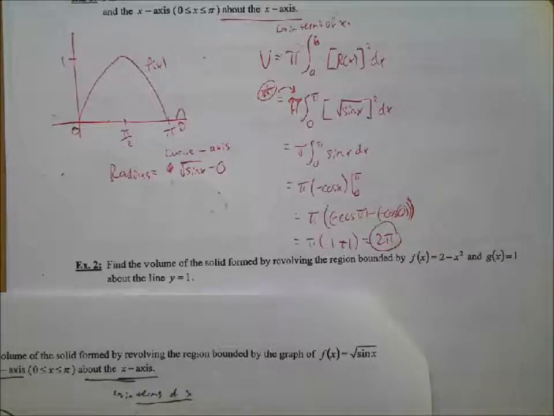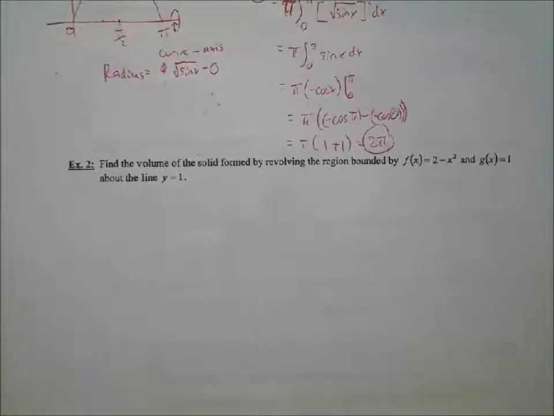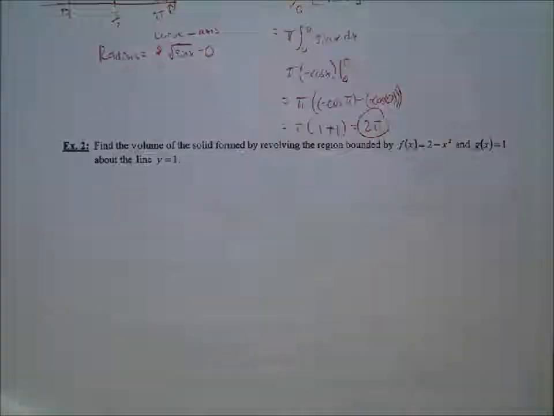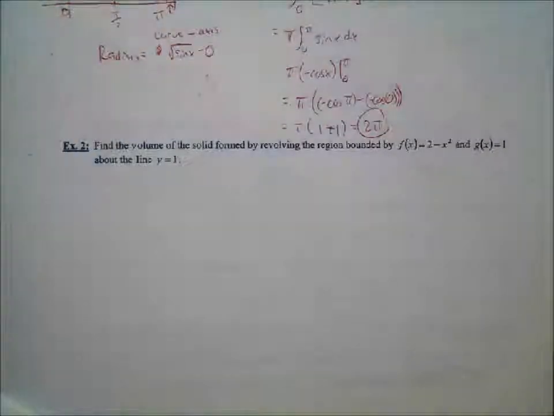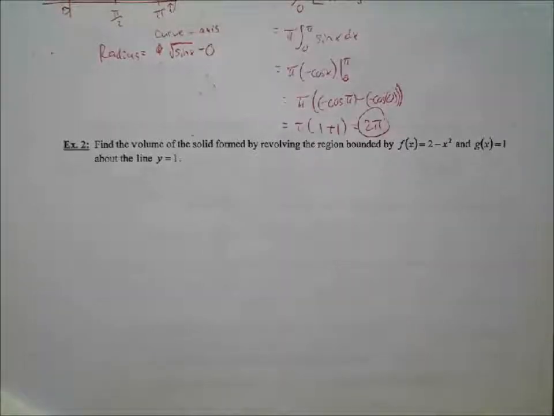So for the next problem, we're going to find the volume of the solid formed by revolving the region about the line y equals 1. Okay, yeah. Morgan, you also, right now. So this one's a bit different because now our axis of rotation is the line y equals 1.